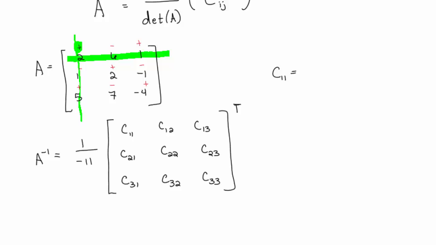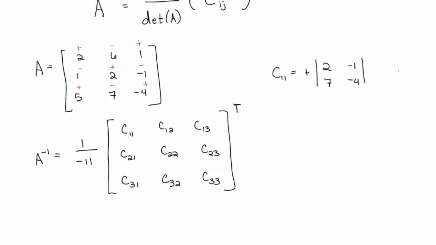C11 is equal to a positive, again, times the determinant of what was left over. So 2, negative 1, 7, negative 4. So this is like finding the determinant. And just to illustrate it even further, that was supposed to be a plus there. My eraser's kind of big here.